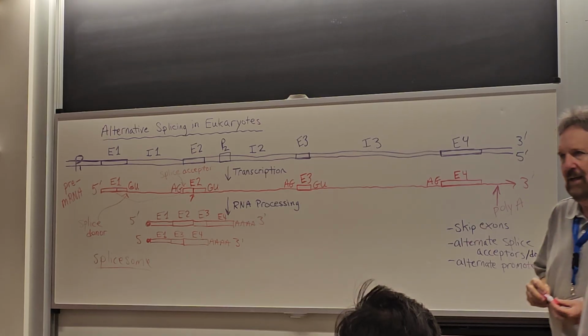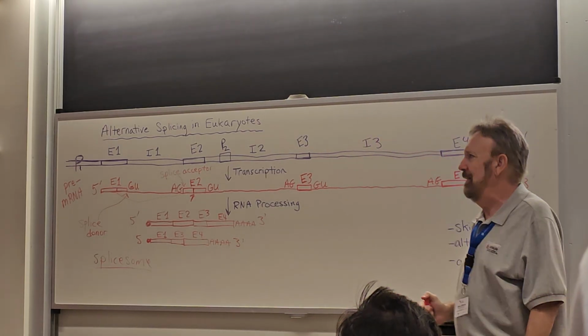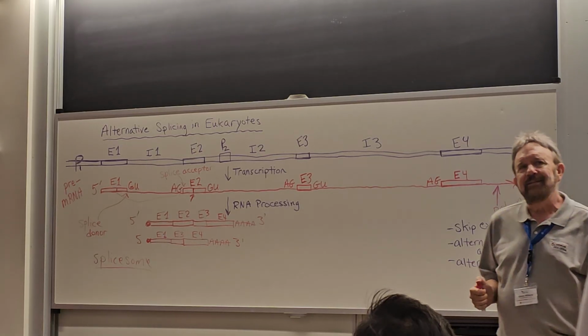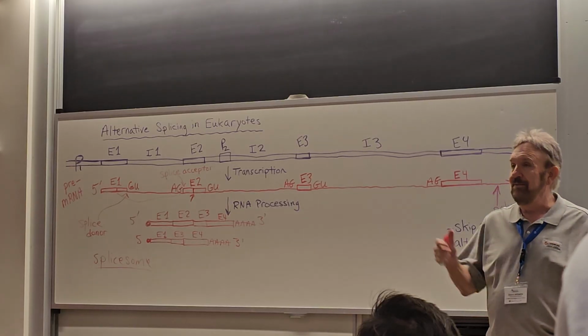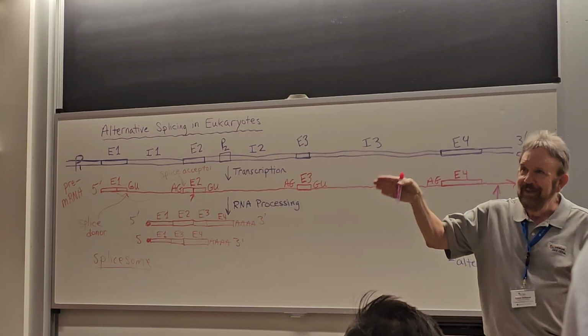The number of A's in the poly A, is it variable? Yeah, the number of A's in the poly A tail, the set thing you see in the literature, is 20 to 200 A's. I'd say that's pretty soft, because as soon as those A's get put on, you can start getting A's lopped off.